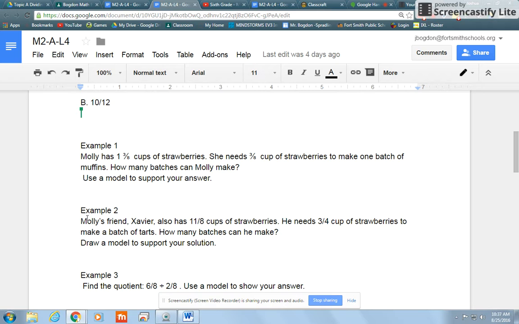Now I'm going to give you guys the chance to practice this. It says Molly's friend Xavier also has 11/8 cups of strawberries. He needs 3/4 cups of strawberries to make a batch of tarts. How many batches can he make? Draw a model to support your solution. Before you start, I want you to look at something. We have different size denominators. Is there an equivalent fraction with 3/4 where you can make that into eighths? 8? Yeah. No, 4. I mean 2. 2 divided by 2. No 2. So that's your hint. Let's see if we can get there.